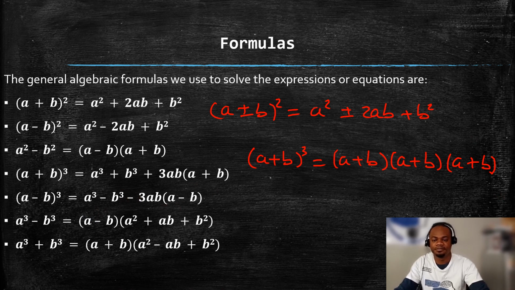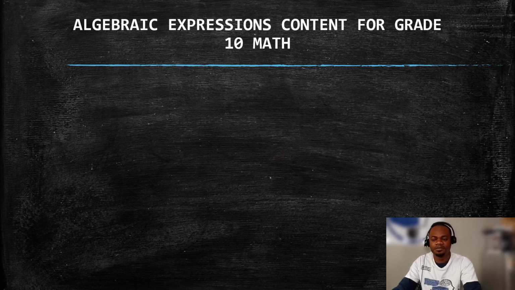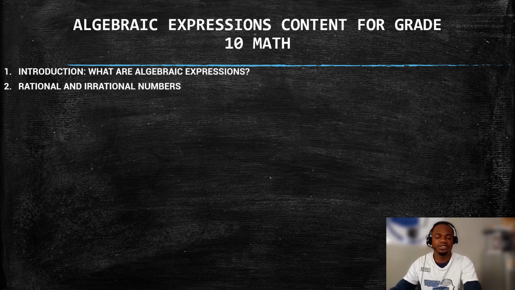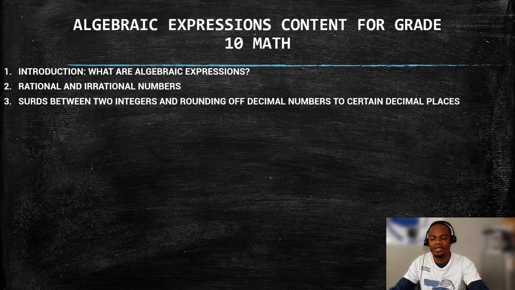In this lesson series, we covered the basics of algebra, such as rational and irrational numbers. We first start with the introduction of what algebraic expressions are, and then we talk about rational and irrational numbers. They are the two main subsets of the real number system, which we learned from previous grades. And then we also talk about a search between two integers and rounding off decimal numbers.